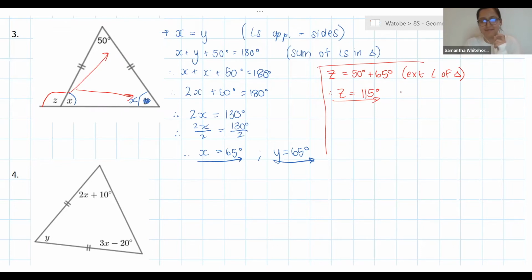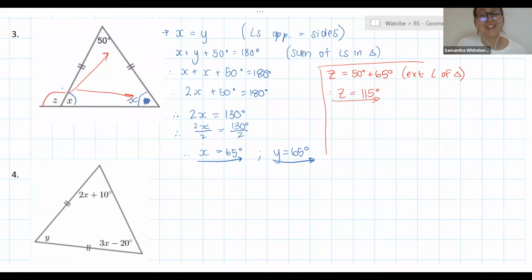Hi, ma'am. Ma'am, I actually want to ask a question. I wanted to ask for number 3, ma'am. Since we are calculating x and y, if you wrote sides opposite equals angles, is it wrong?